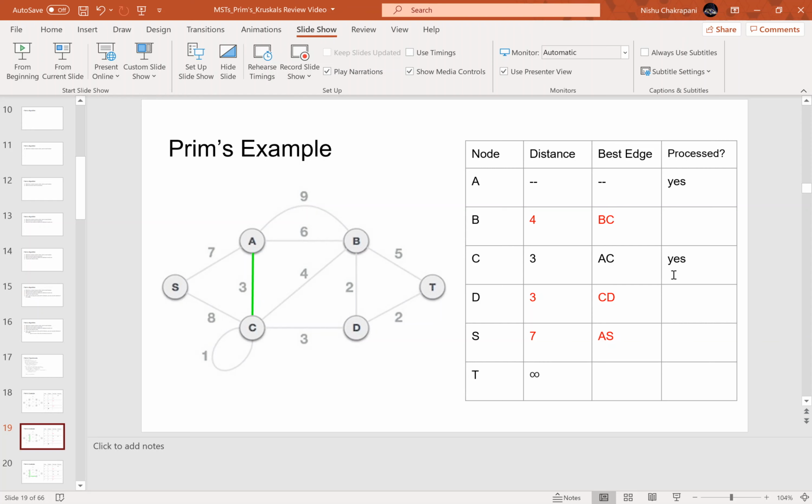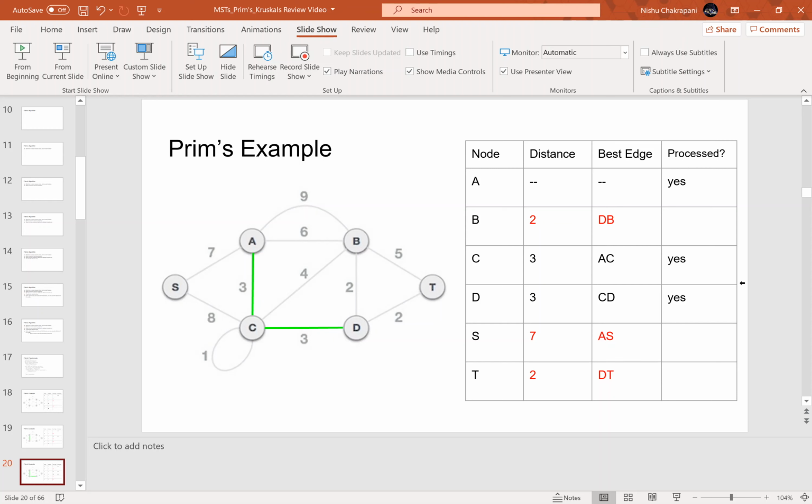Of those three options, the cheapest one is going from C to D, so we mark that as part of our MST. And then once again, we'll start with D, mark it as processed, and look at its next possible candidates. The only two next places it could go are to B or to T. But it turns out both of those are very important because going from D to B is again a cheaper option to get to B. So we change that in our table. And we've now been introduced to node T. So going from D to T is the cheapest way to get to T as we know of. So we mark those two down.